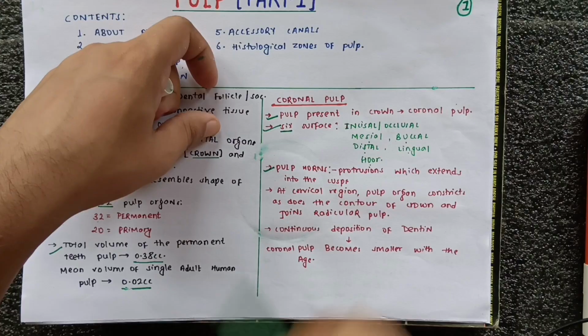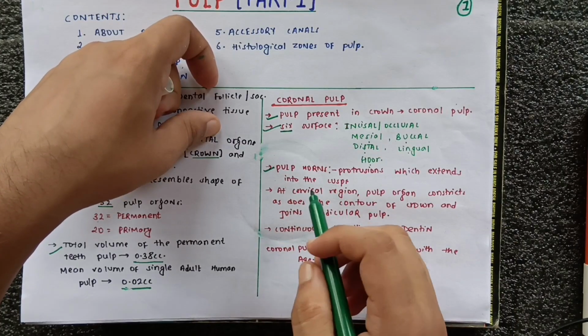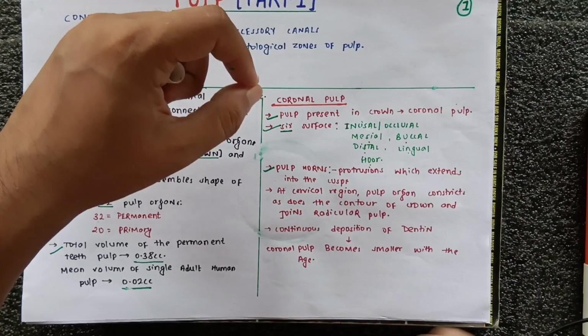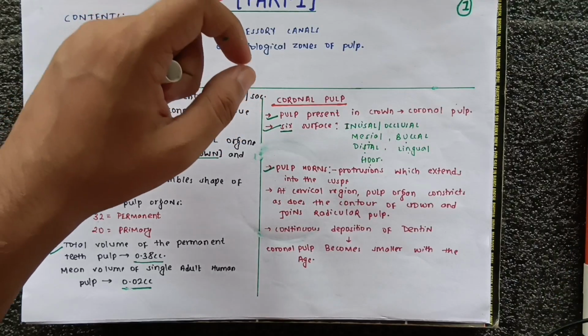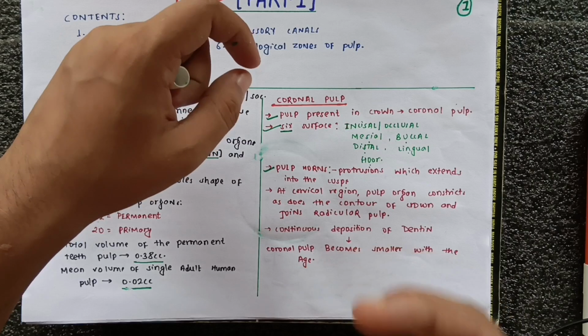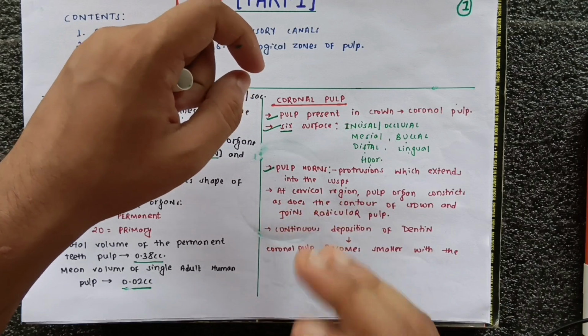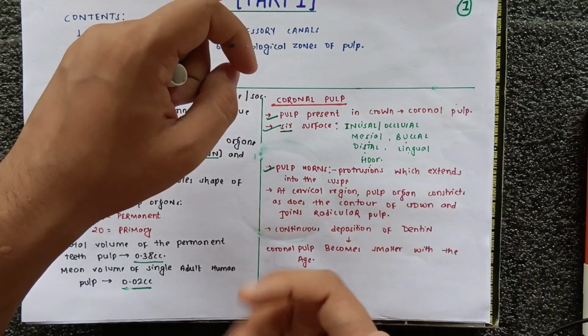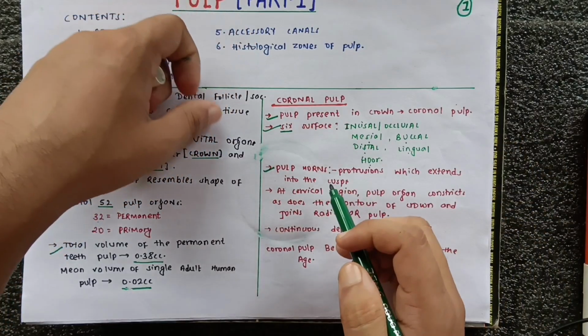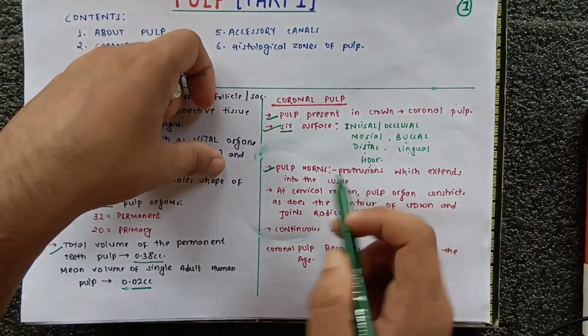These pulp horns are more prominent in the deciduous dentition, but they are less prominent in the permanent dentition. I have discussed this, and it has clinical significance. When we prepare the cavity, the pulp is exposed earlier in the deciduous dentition due to these pulp horns, but not so in the permanent dentition.